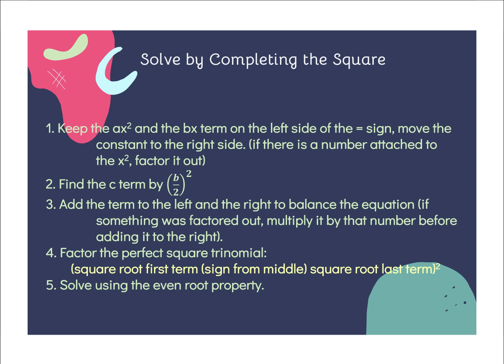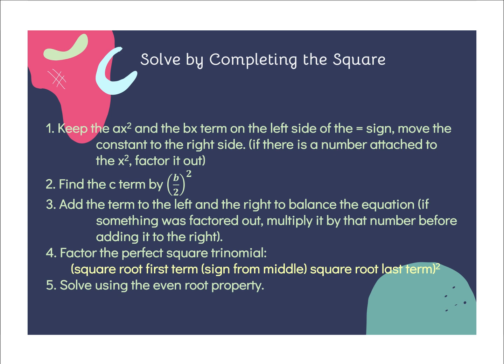All right, when you're completing the square, these are the step-by-step instructions on what to do. You want to keep the x squared and the x term on the left side of the equal sign. Move your constant to the right side. I am going to show you how to do all this if you have never seen it before, or this is a review. If there's a number attached to the x squared, you're going to factor it out. We're going to hit that on Monday, not today.